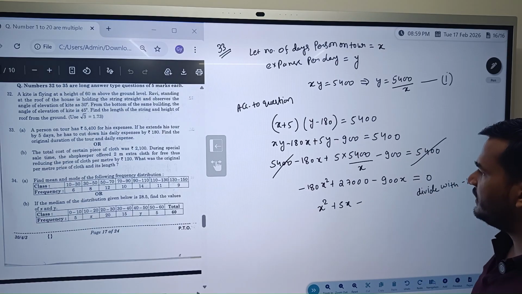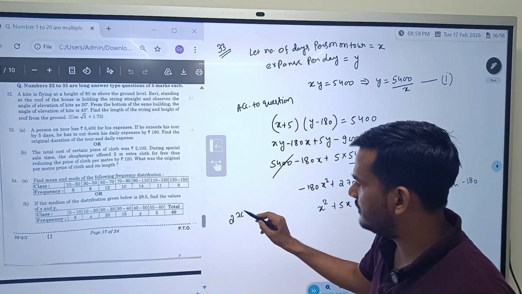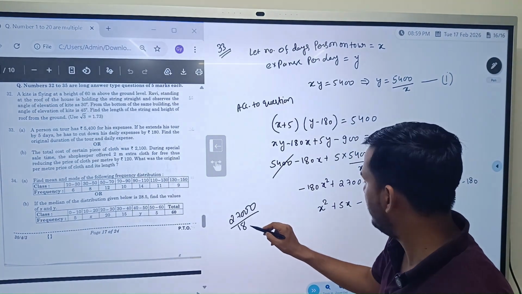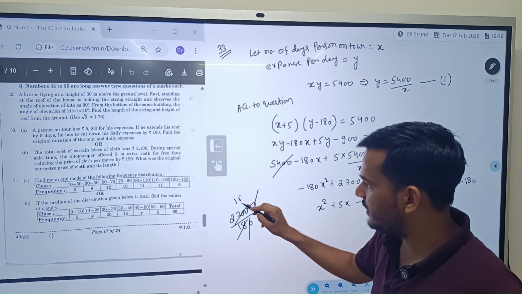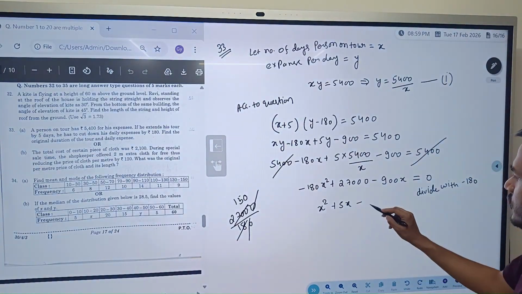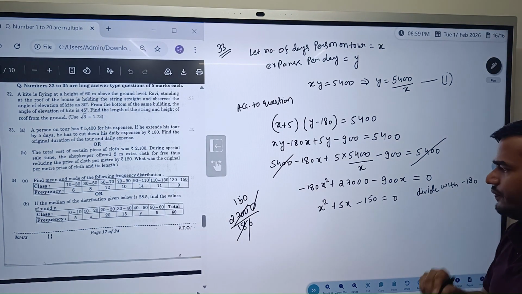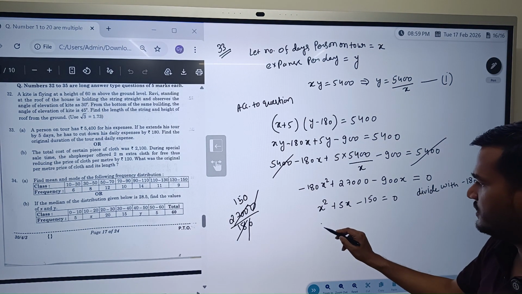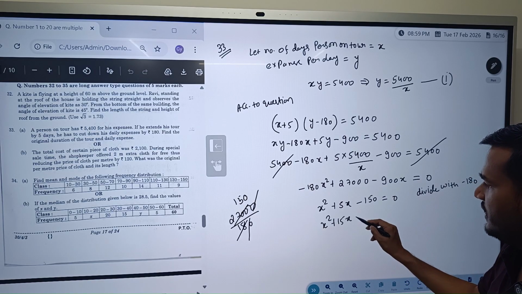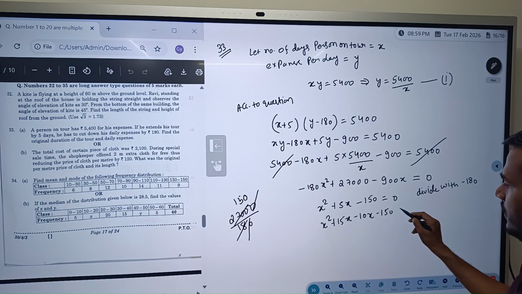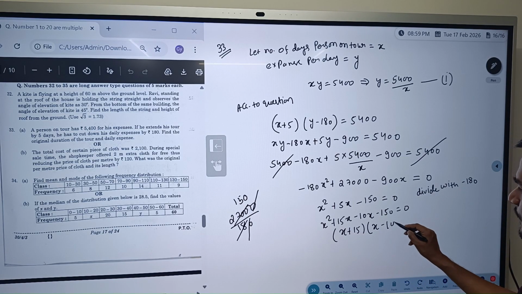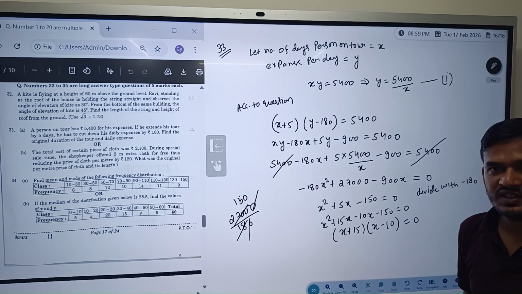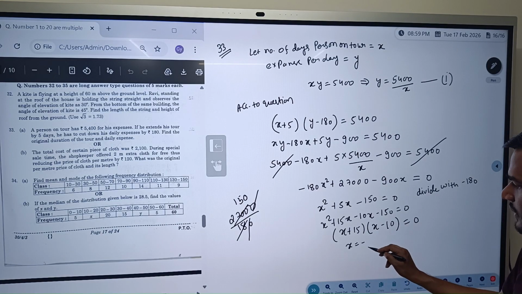When you divide 27,000 by 180, the zeros cancel. 18 ones are 18, 18 fives are 90, so 150. So minus 150 is equal to 0. Now we can find the factors. x square plus 15x minus 10x minus 150. So these factors are x plus 15 and x minus 10. So this gives x equal to minus 15 and 10.